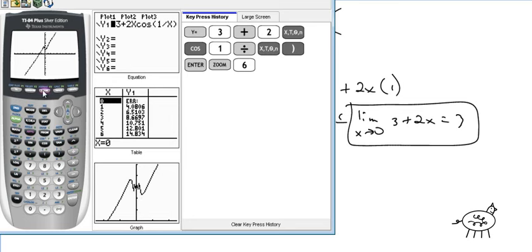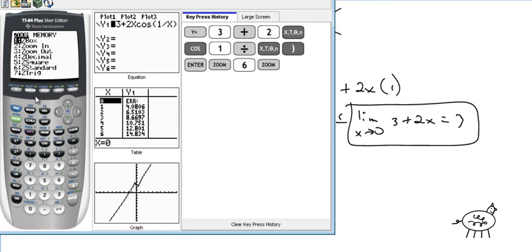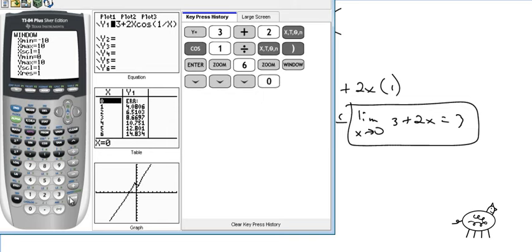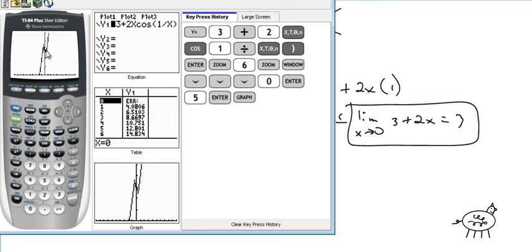I can zoom in a little bit closer. Let's actually change our window instead of zooming. We can change our window so y is between 0 and 5. Get a nice little close-up view, and we can graph it. And we can see again that something's going on in this area.